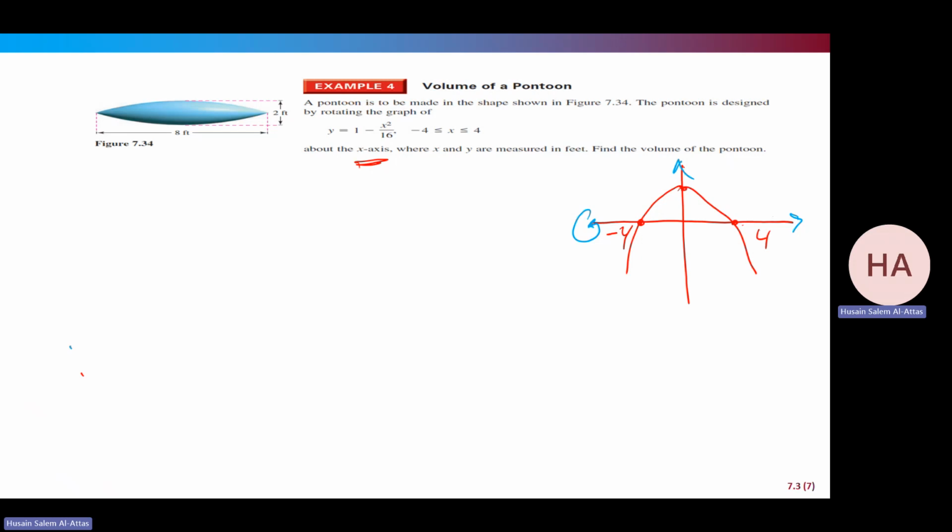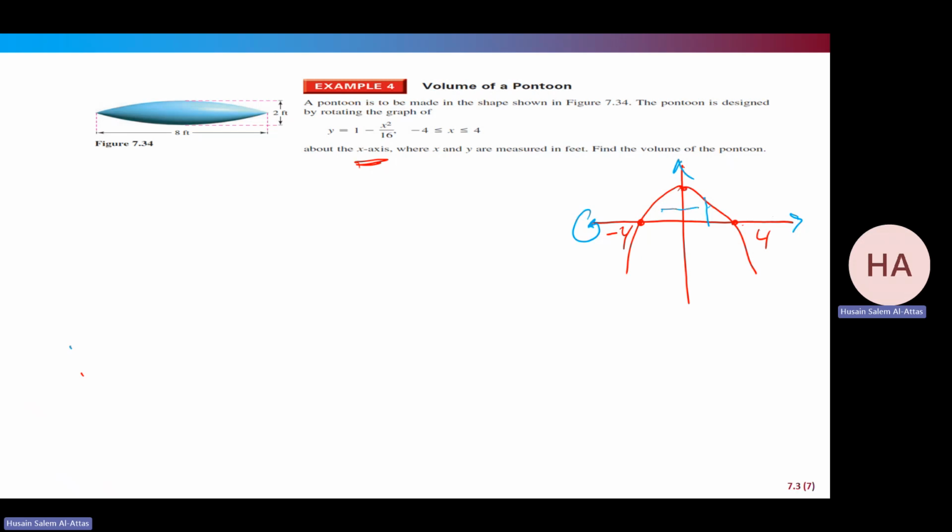So in this case, I think it's preferable to do the 7.2 method, the disk washer method. Why? Because if I do it with the line parallel, then I have a problem. I mean, I need to find this function in terms of y and this function in terms of y and do the calculation, which is a little bit lengthy. However, if I do it this way, it will be easier.